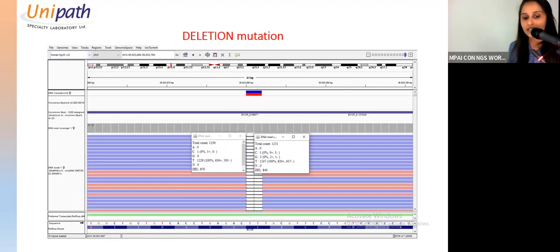Reference, here you can see that it has been deleted. Again, it's a 1.30 deletion represented by 830 reads, right? So this is how a deletion looks in IGV.